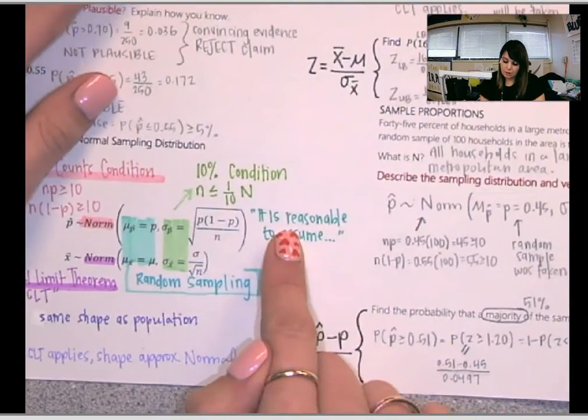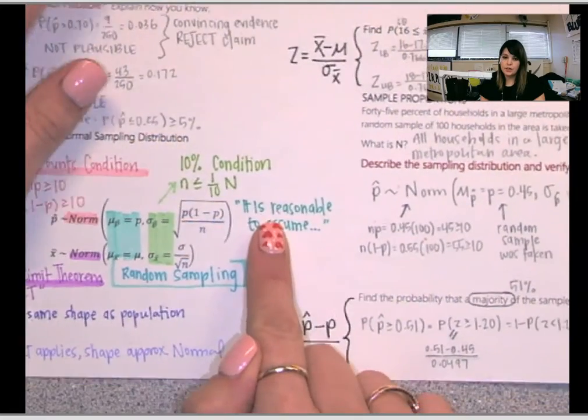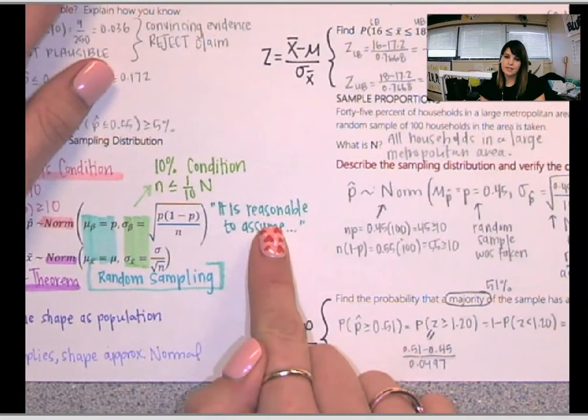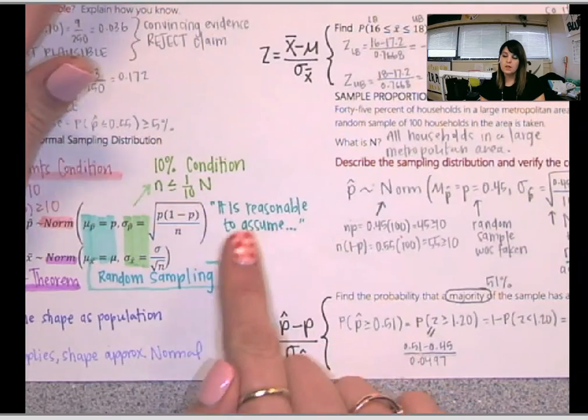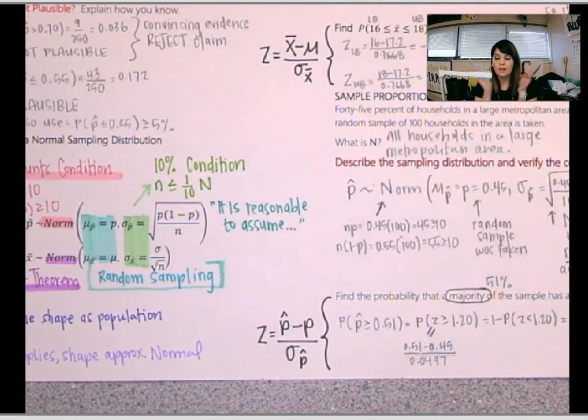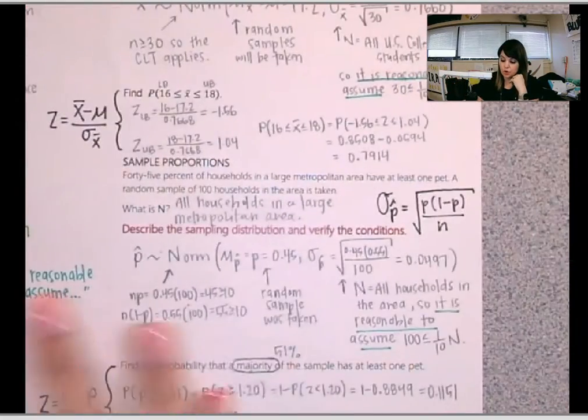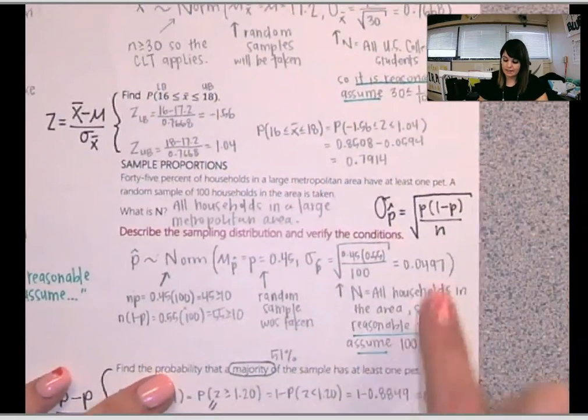The other thing that I want to highlight here is that notice that I have now added in this phrase, it is reasonable to assume. Now that we're comfortable, hopefully, with this process of checking conditions, I want to add in one more element to beef up our response, and that is to make sure that we are including the phrasing, it is reasonable to assume that n is less than or equal to 1/10 N. I have that shown here, and I highlighted it in the same color.